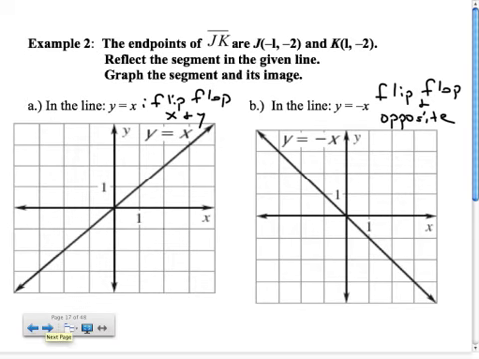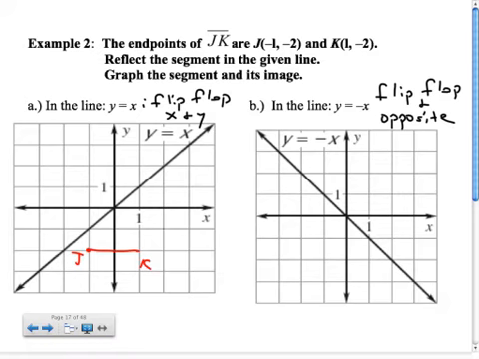All right, so I'm going to show you both ways here. So first of all, the endpoints of JK are (-1, -2). So -1, there's J, and then K is (1, -2). So there's K. And so here's my original segment. I've got to reflect it over that line. Now, you've got to be careful here. If you're going to use the counting method, you have to count diagonally. Here's what I mean by that. If I start at J, I go diagonally.